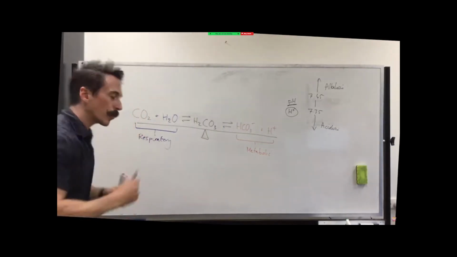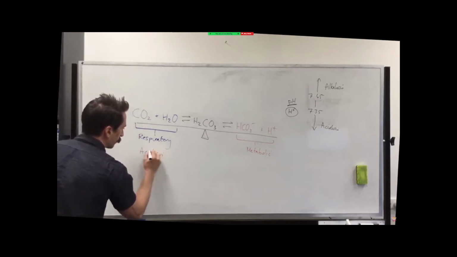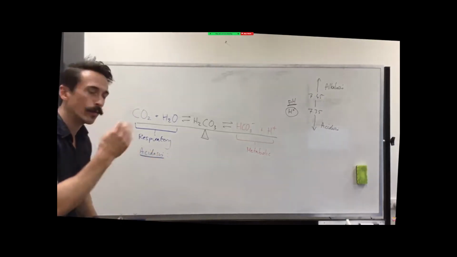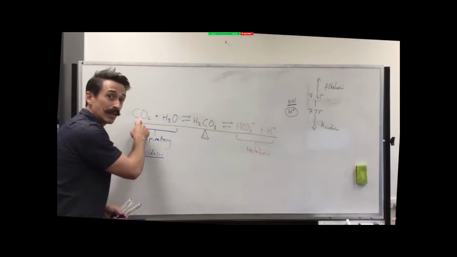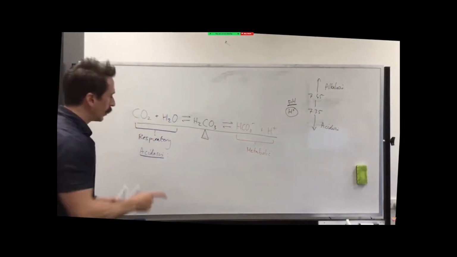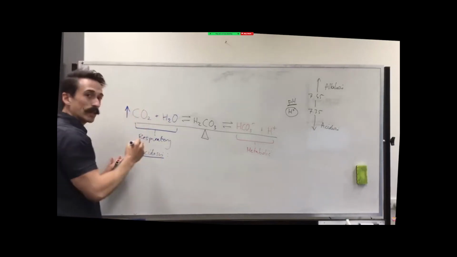Now, when somebody has respiratory acidosis, what happens is it's respiratory based, something to do with breathing. Carbon dioxide is the only thing here that we truly breathe. We do breathe out a little bit of water, but mainly carbon dioxide, right? So if somebody has respiratory acidosis, the carbon dioxide levels must be increasing.